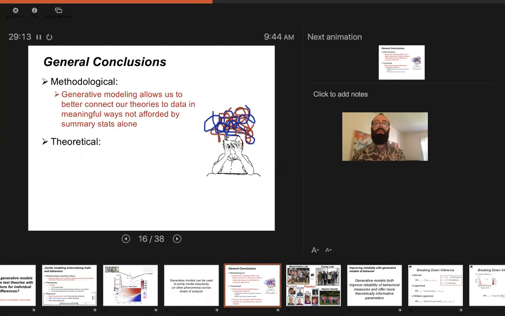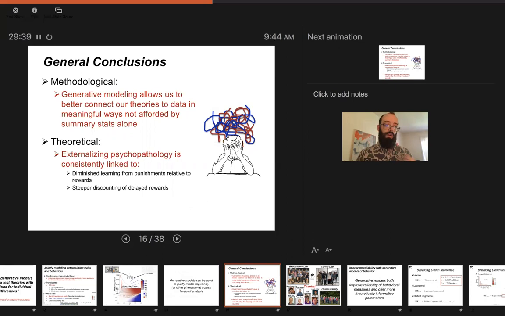The first is methodological, and the big picture idea here is that generative models can allow us to test our theories with more fidelity. That's because they allow us to take our complicated conceptual theories and make them into models that we can then use to actually measure behavior or things in the lab, which we can't do when we only use simple summary statistics like means or percentage correct in a task. And then there are more important, I think, theoretical points.